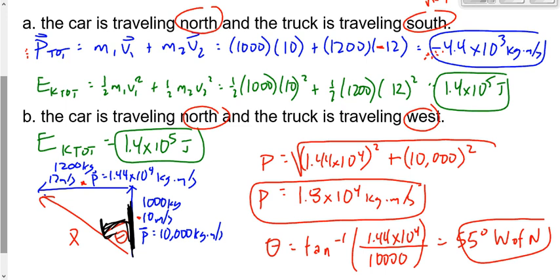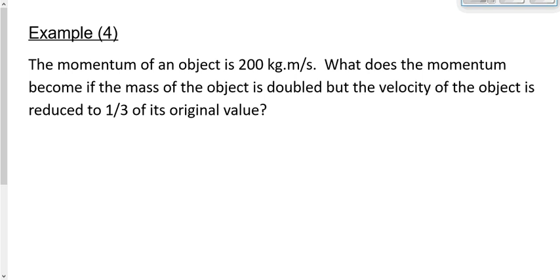Somebody said it. One more example, and that's it. You're going to have one question to work on after this, but I'll be done. The momentum of an object is 200 kilograms meters per second. What does the momentum become if the mass is changed to twice what it was and the velocity is reduced to 1/3 of what it was?